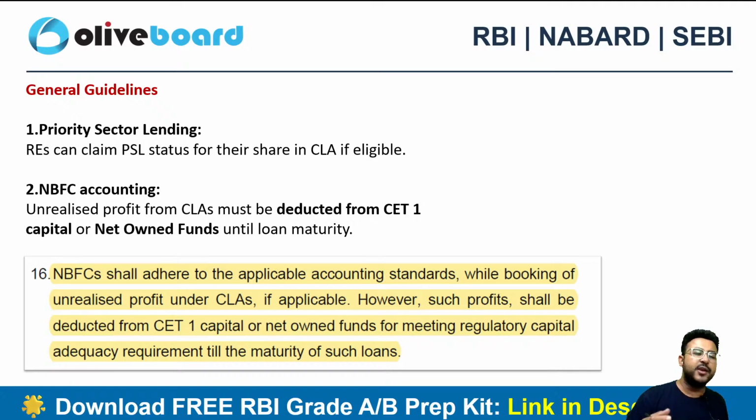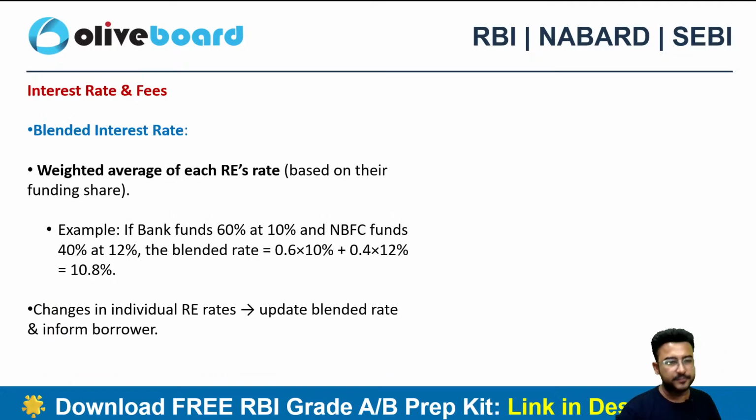In NBFC accounting, any kind of unrealized profit arising out of the CLA arrangement must be deducted from the CET1 capital or the net owned funds until the maturity. So that's even there in the net owned funds criteria, right? Any kind of unrealized profit, you need to eliminate it. So it's there in this particular circular as well. Now both the entities can have different interest rate, right? Let's suppose the NBFC is charging 12%, the HDFC bank is just charging 10%. So depending on their respective share, we'll be calculating a weighted average rate.